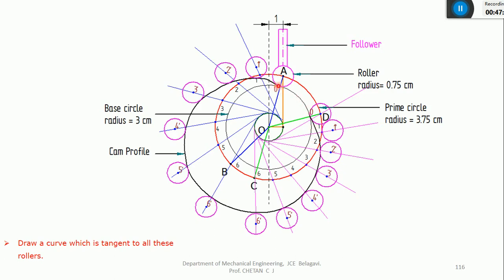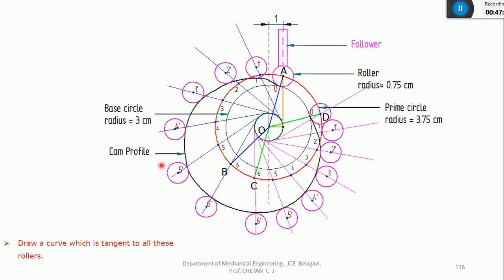And again end here. Just draw one more curve at this point. So I have started from this first roller, and it is tangent to all these circles with respect to the outstroke and with respect to the return stroke, and again I'll end here itself. Okay, this is the cam profile.